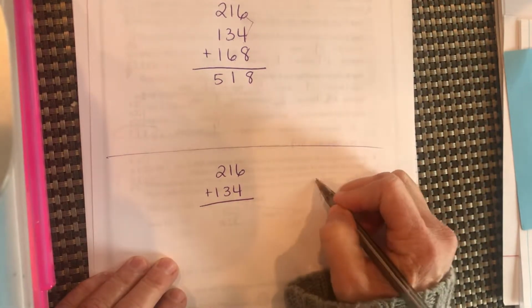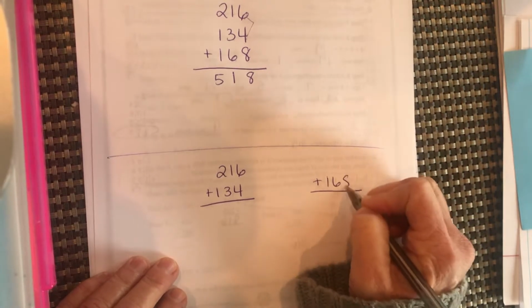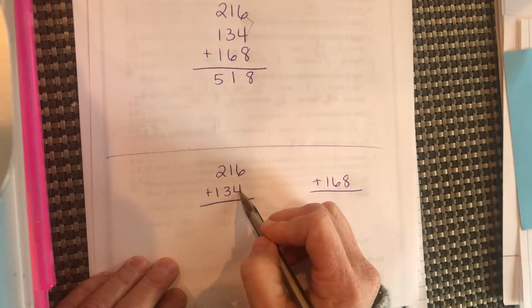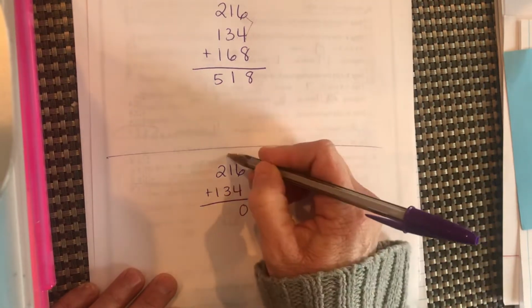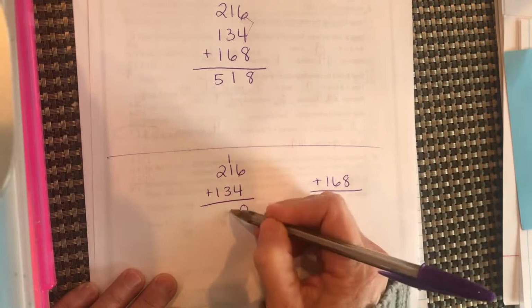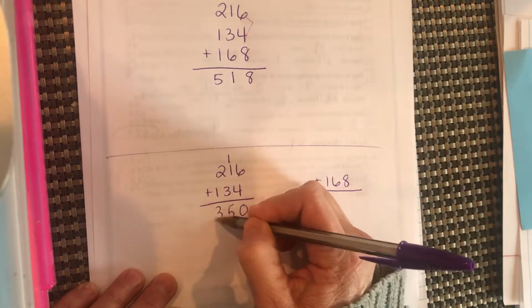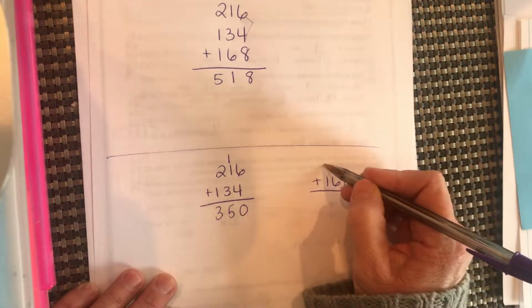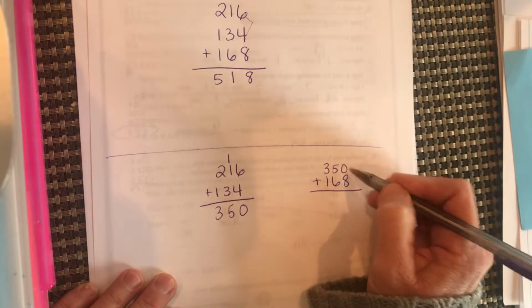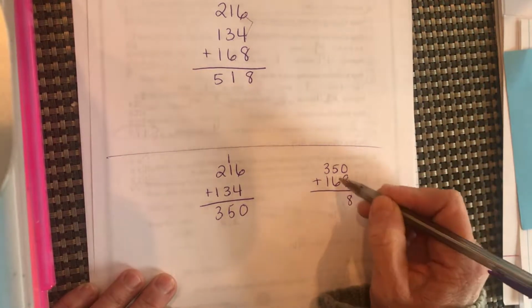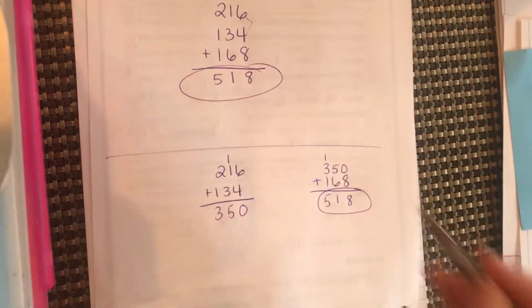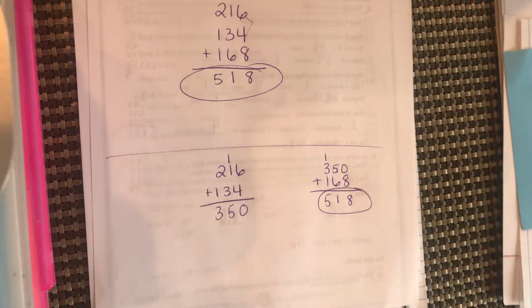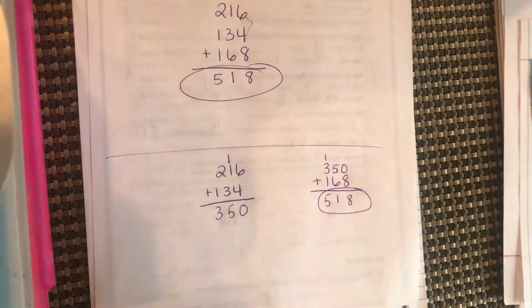Now if you split it up here, we should have 216 plus 134. And then we're going to take our answer and add that to 168. Okay, so 216, 134, and 168. So 6 plus 4 is 10. 3, 4, 5. 350. Making sure I'm lining up my columns. 8, 5 plus 6 is 11, and 5. 518, 518. I better get the same answer. If I do not get the same answer, I made a mistake. Okay, very good job.